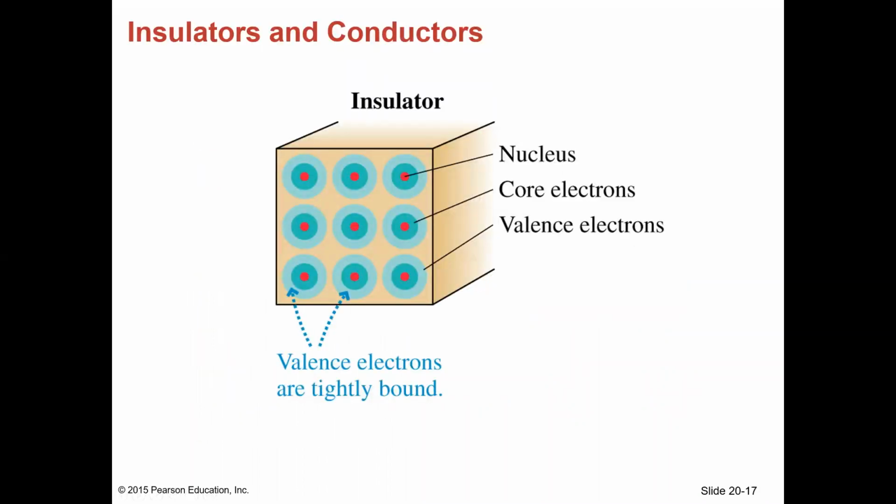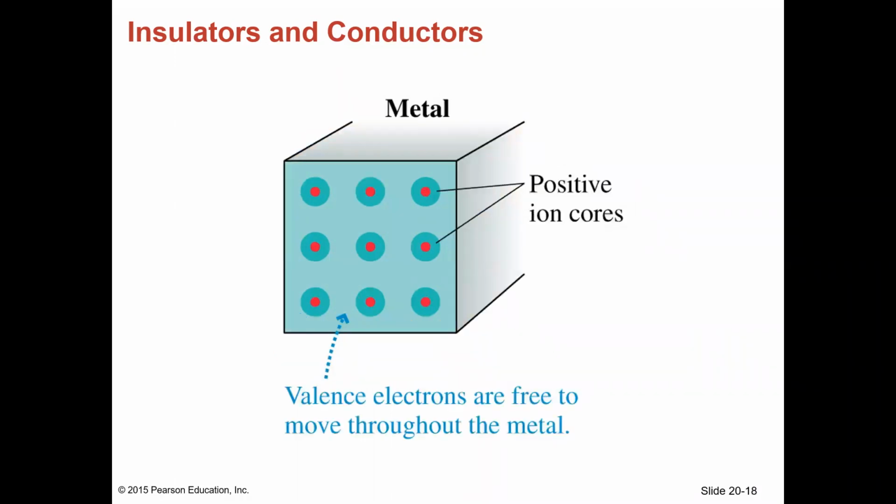So there are two types of materials. One is insulator and the other one is conductor. The outermost electrons are what we call valence electrons. In case of insulators, valence electrons are tightly bound because the outer shells are full. That means they cannot move in the material. Whereas in the metals, because the outer shells are not completely full, the valence electrons are free to move. So they can move freely in the material.